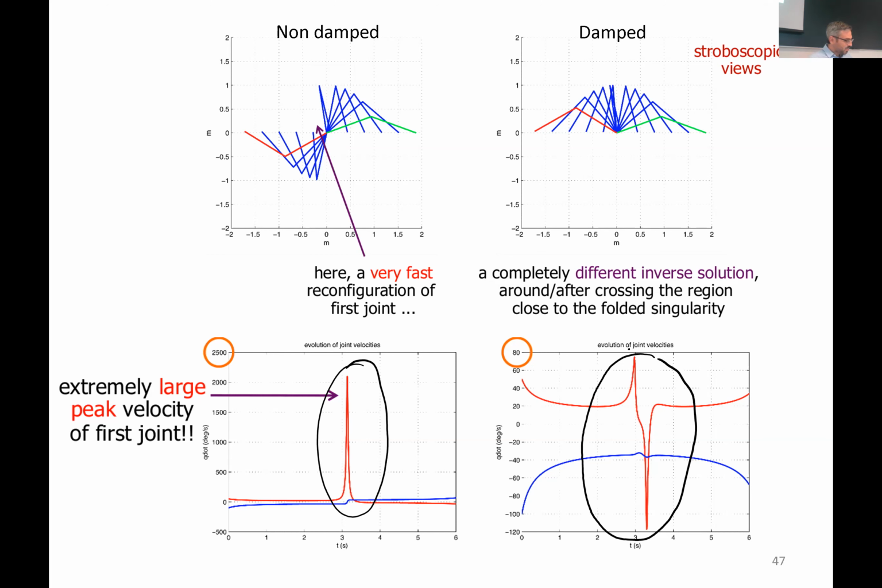So use the damped least squares in case you're sure you're going to hit some singularity in your workspace. Or you can, for example, decide to tune lambda, if you know where the singularity is, to be very small when you're far from the singularity, and then increase it as you get close to that.